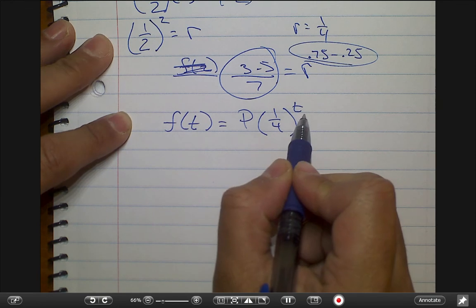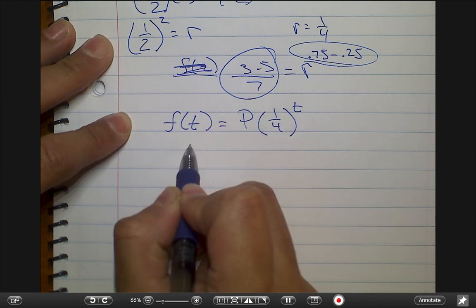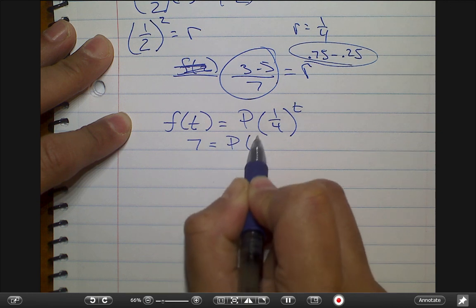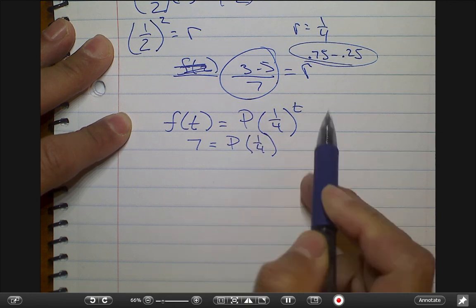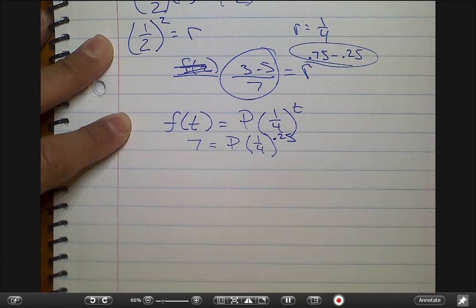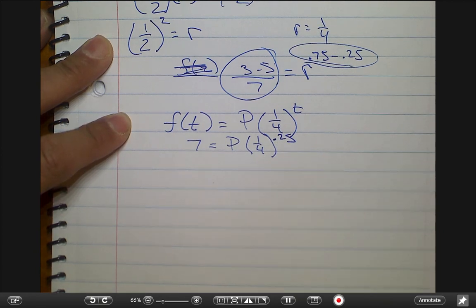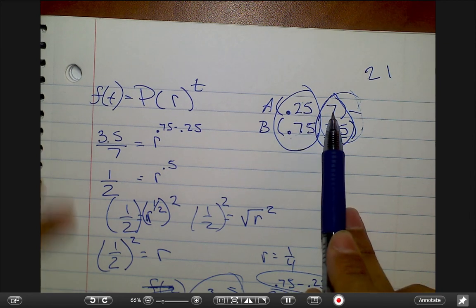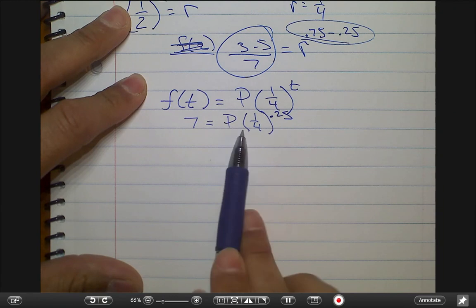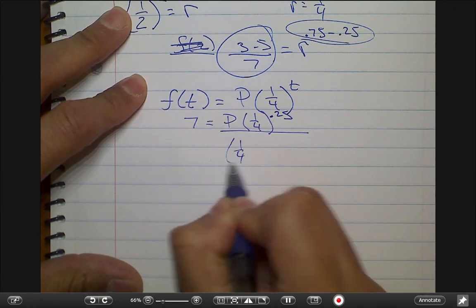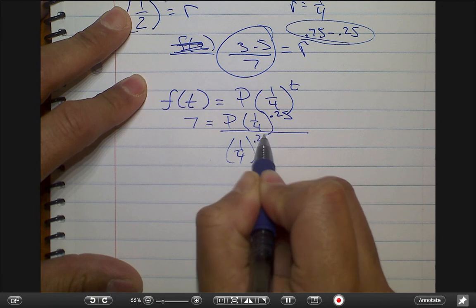So now I'm going to plug in my f of t. My output was 7 equals P times 1/4 raised to the 0.25, because I'm using this point right here. My t is 0.25 and my output is 7. Now to get P by itself, divide both sides by 1/4 raised to the 0.25.